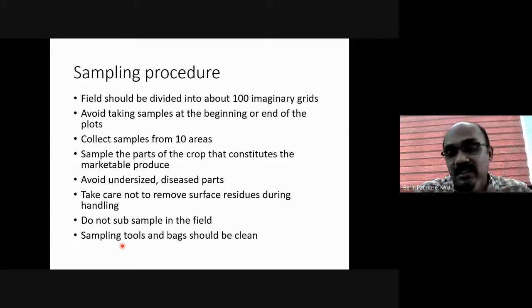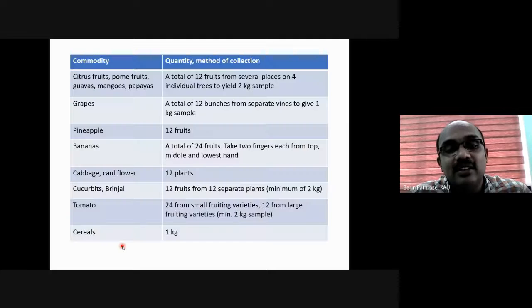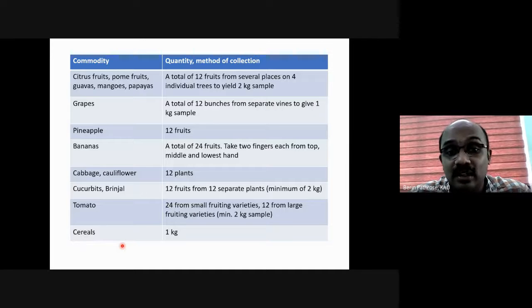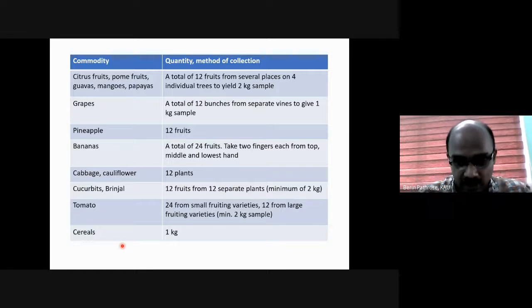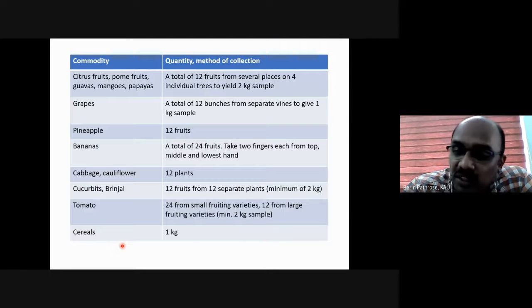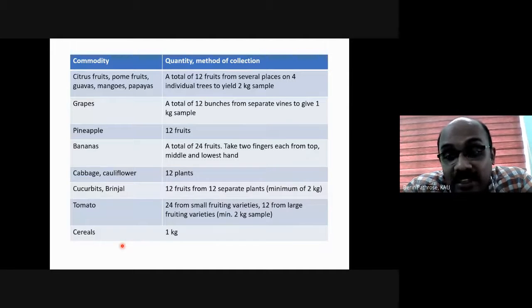So this is sampling. And in the next slide, I will show you how FSSAI has given the different quantity of each fruit and vegetable that should be collected during sampling. See, FSSAI has given, for each commodity, how much quantity of a fruit or vegetable should be sampled each time.